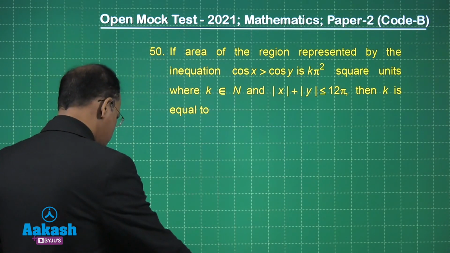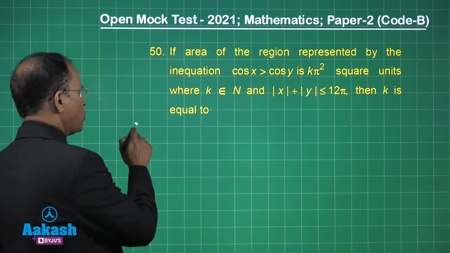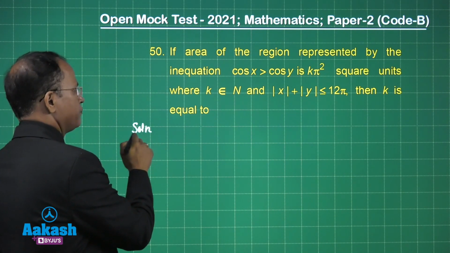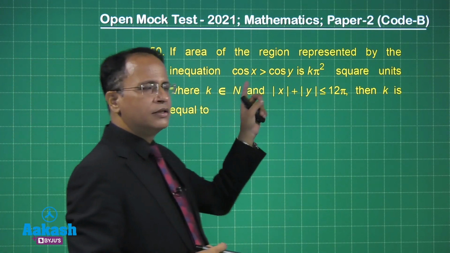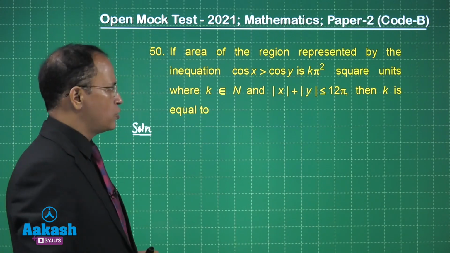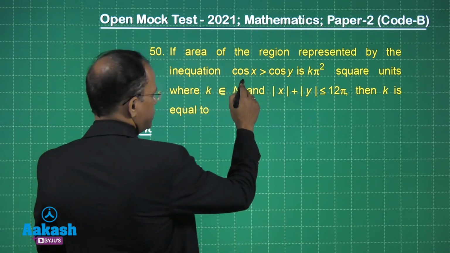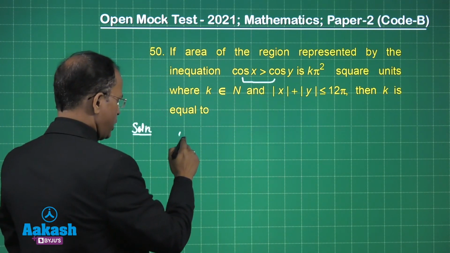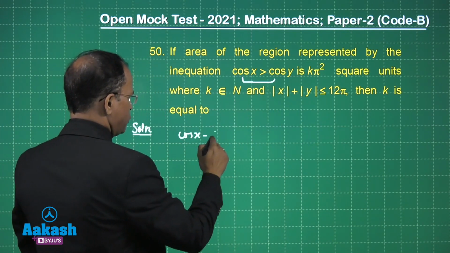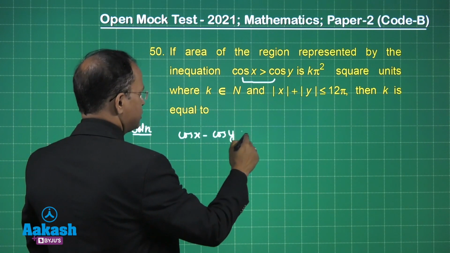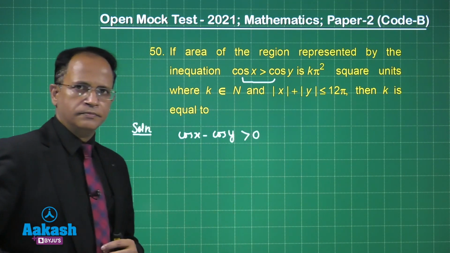Now the important part in this problem is that we have to draw the region that is represented by the inequation cos x is greater than cos y. So how can this be drawn? First of all, we have to understand this inequality, friends. So what is going to happen here? This is cos x minus cos y is greater than 0, right? This is what we have.